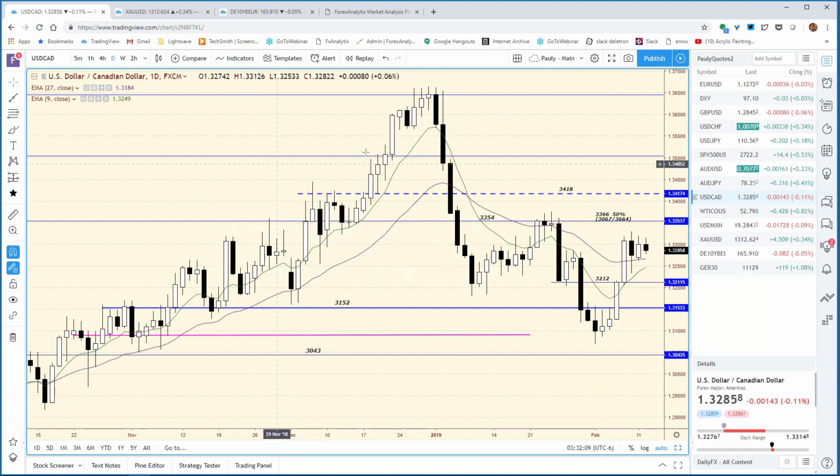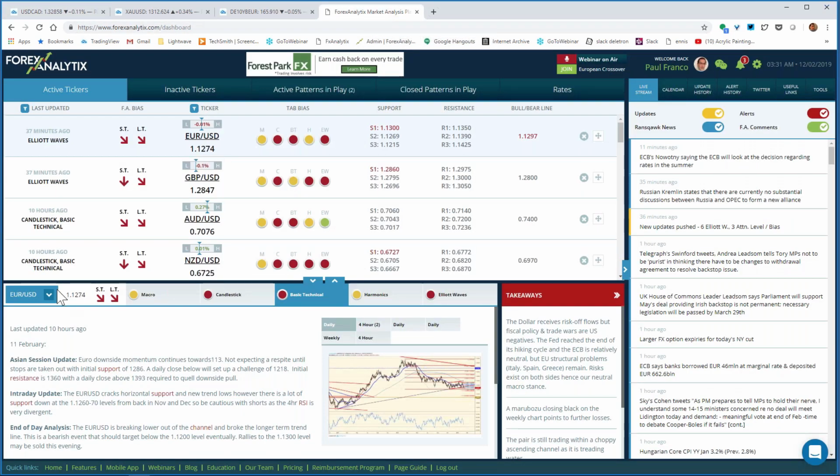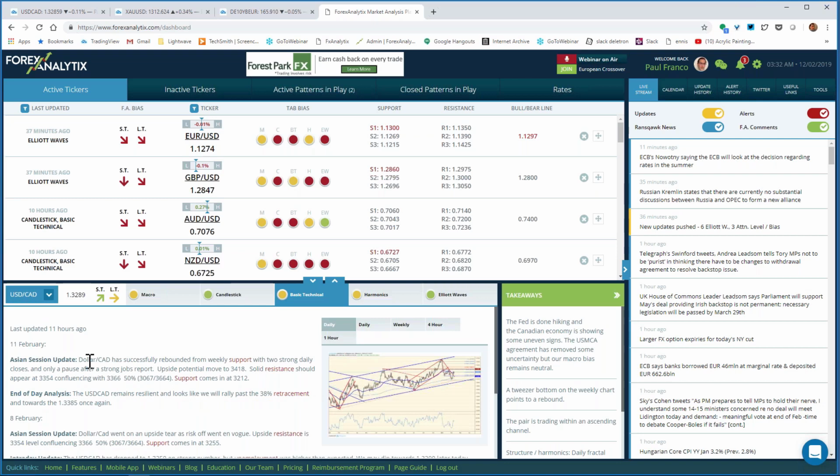One of the things that we covered here, once again, that's why we didn't do any analysis, because everything kind of played out, because the Monday laid out what we were going to go on and do. So in the dollar CAD, dollar CAD is successfully rebounding from the weekly support with two strong daily closes and only a pause after a strong jobs report. Upside potential is to 34.18, with solid resistance should appear at 33.54 confluence with 33.66, the 50%.